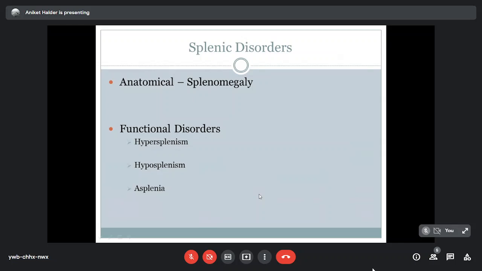It should be borne in mind that splenomegaly is not equivalent to hypersplenism, because there are different conditions in which the spleen may be enlarged, but there may not be any significant hyperactivity of the spleen, or there can be cases where the spleen is enlarged, but there are features of hyposplenism. So hypersplenism or hyposplenism is not equivalent to splenomegaly.